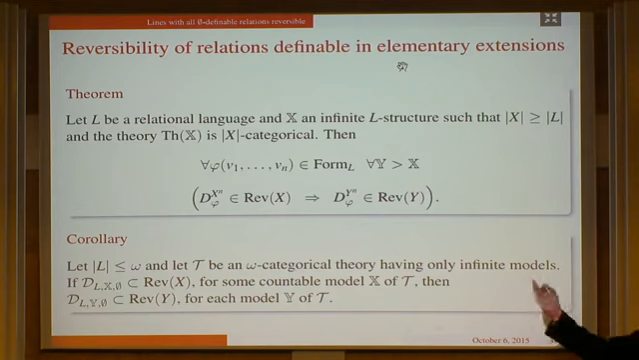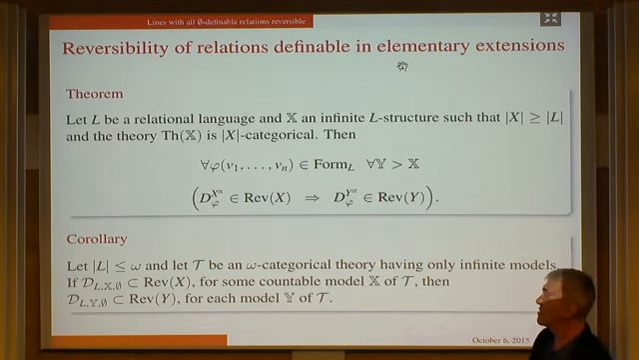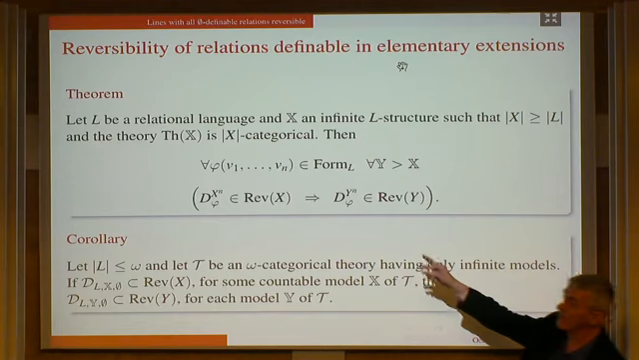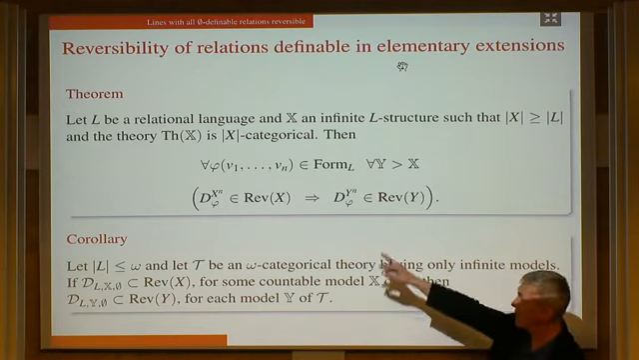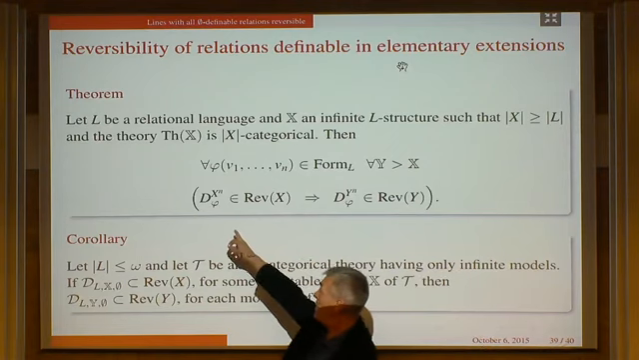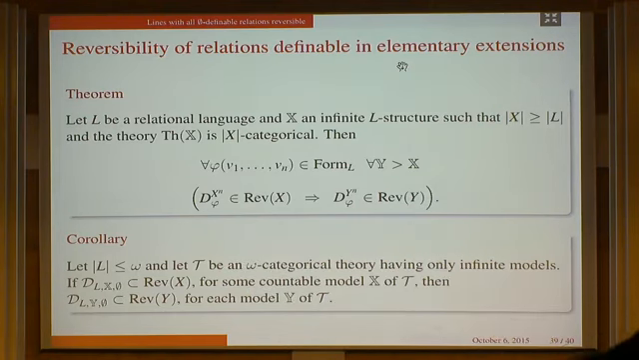And this is the other ingredient. If we have a relational language and X an infinite L-structure such that its cardinality is larger than the cardinality of the language, and if the theory of X is categorical in that cardinality, then for each formula phi and each elementary extension Y of X, if the set defined by phi is reversible in X, then it is reversible in Y. This is preserved by elementary extensions. This is the second ingredient.